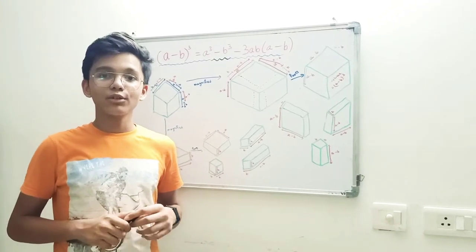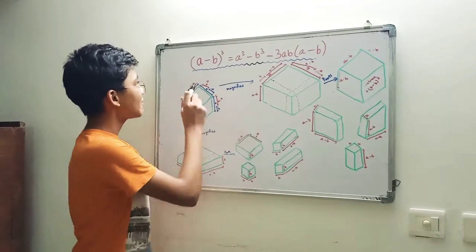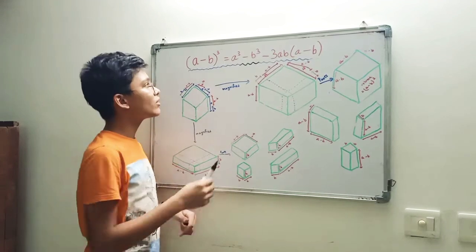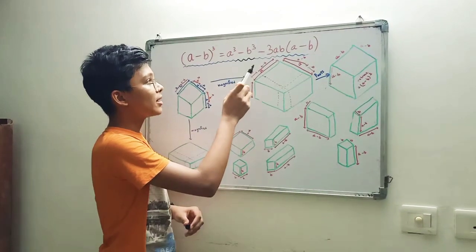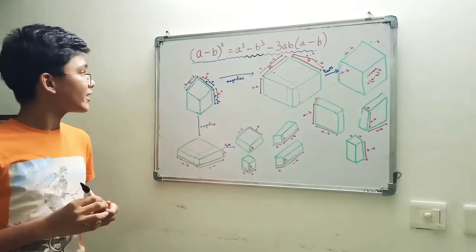Hey, hello everyone. Today I am going to explain the derivation of the identity (a − b) the whole cube. We all know that (a − b)³ equals a³ − b³ − 3ab(a − b). But how did we derive it?